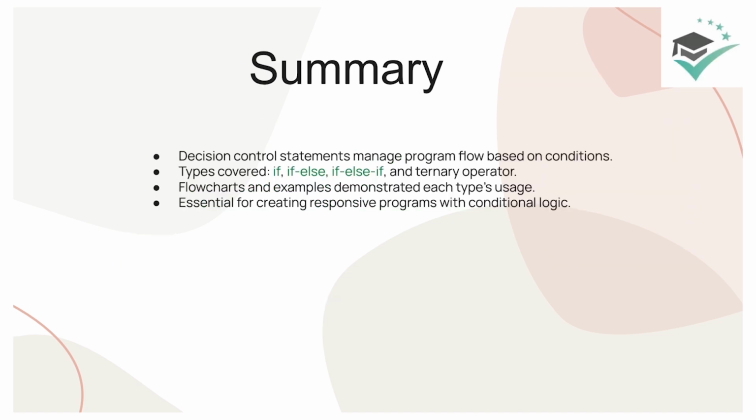So let us summarize what we have learned so far in this session. Decision control statements are usually used to manage the flow of the program based on conditions. There are different types of conditional statements like if-else, if-else if, and ternary operator. Flowcharts and examples have been demonstrated for each of them. We hope they were quite easy for you to understand. And decision control statements are essential for creating responsive programs with conditional logic.